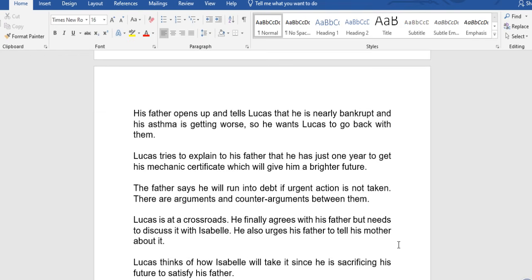Lucas tries to explain to his father that he has just 1 year to get his mechanic certificate, which will give him a brighter future. The father says he will run into debt if urgent action is not taken. There are arguments and counter-arguments between them.